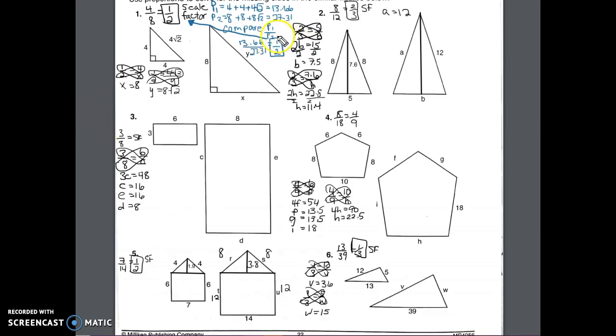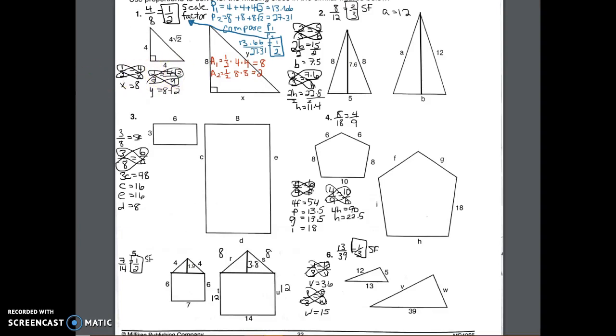Now, I want to repeat this with the area. So I'm going to find the area of the first figure. And since it's a triangle, my area formula is 1/2 base times height. And my base is going to be 4. My height is going to be 4. And my area is going to be 8. And then the area of my second triangle is going to be 1/2. My base is 8. My height is 8. And I get an area of 32.